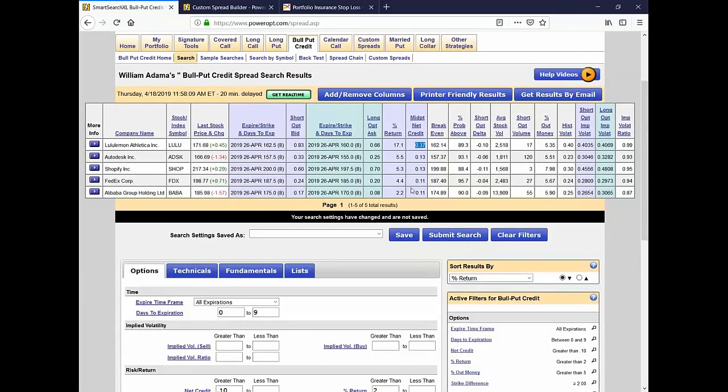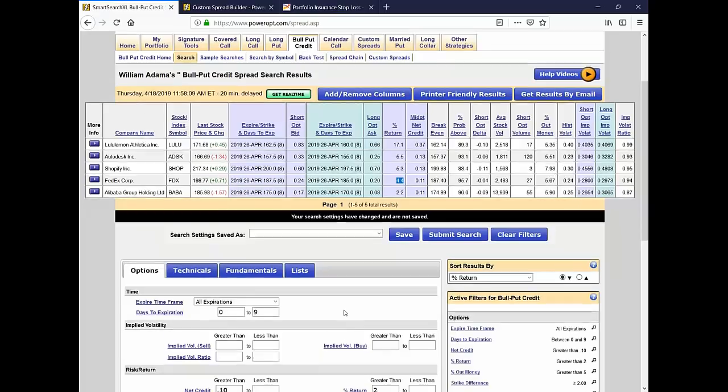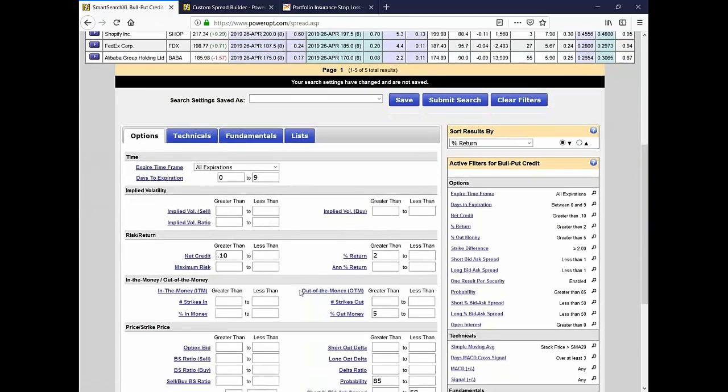That Lululemon is still in there because it's more volatile, but look what happened to the rest of them. 13 cents at Autodesk, 13 cents at Shopify, FedEx at 11 cents. And these are good range out of the money. You know, 10 points out for Alibaba, almost 10 points out for FedEx. But again, we've cut the return down in half. So what makes sense for you for a weekly position? What goals do you have for the bull puts in your personal portfolio? Adjust the criteria to meet your needs, but keep them reasonable as well.